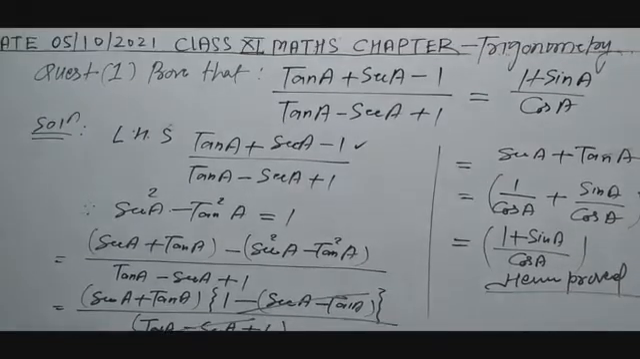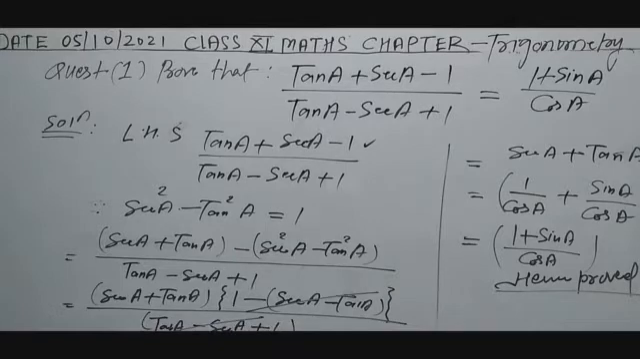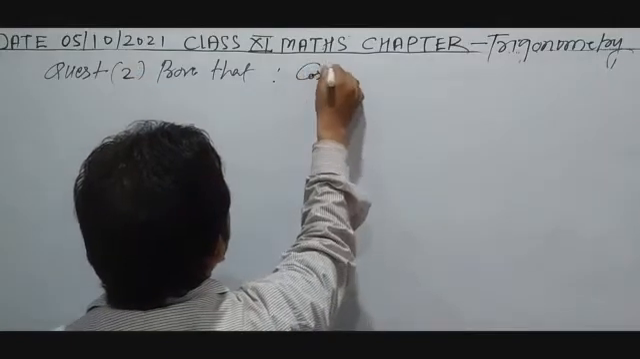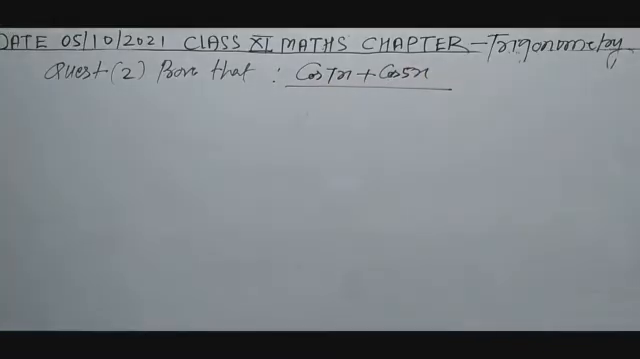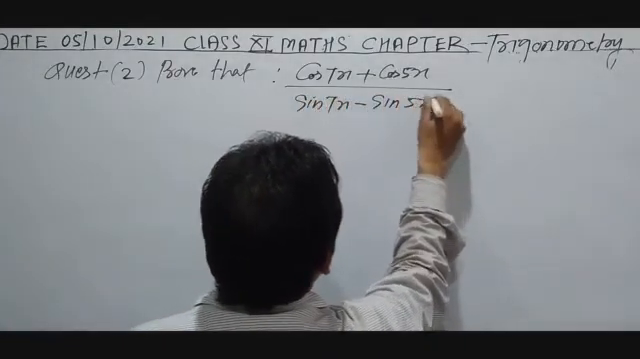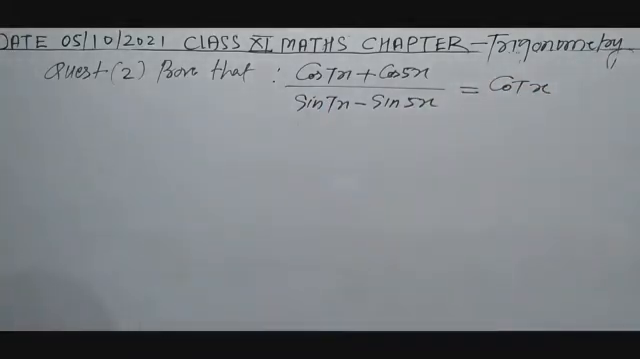Now I will come to the next question. Question number 2 is: prove that (cos 7x plus cos 5x) whole upon (sin 7x minus sin 5x) is equal to cot x. This is our proof.